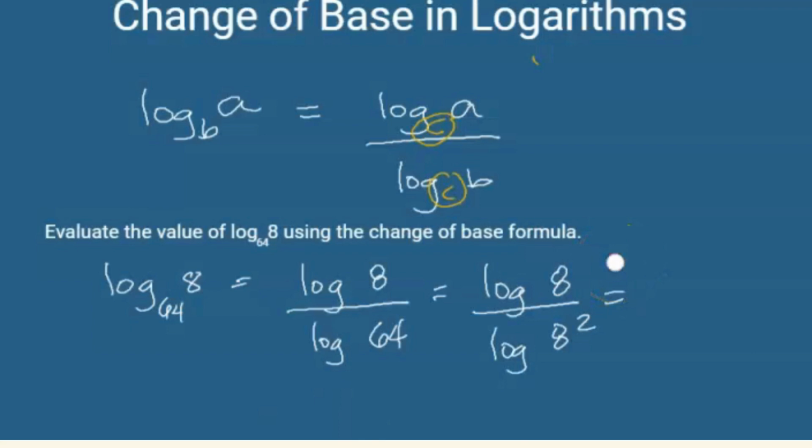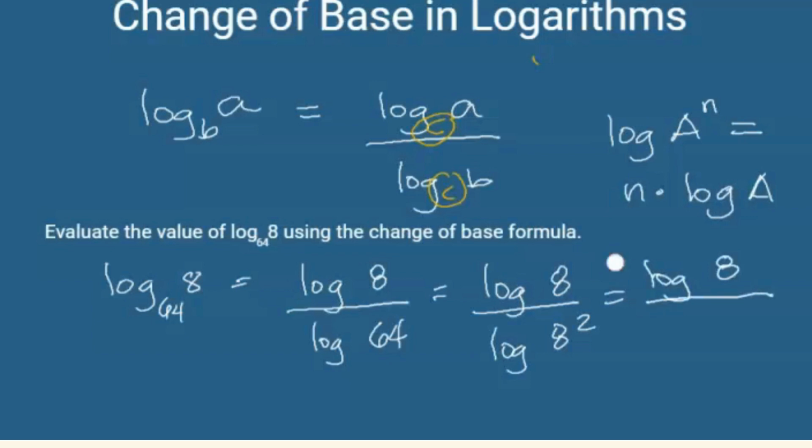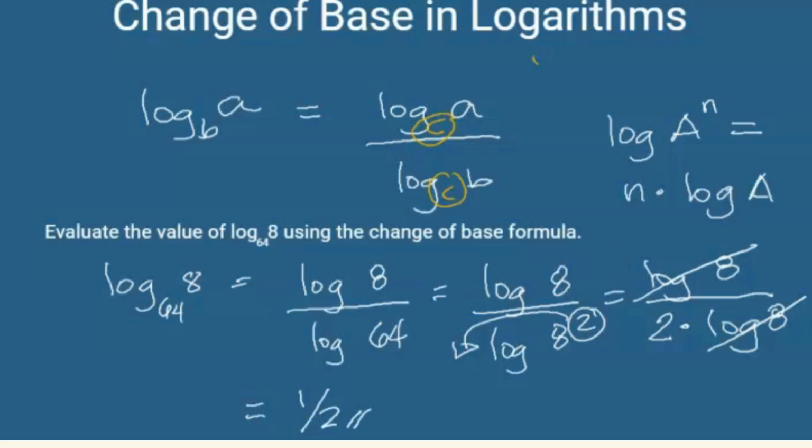Check the denominator and we can simplify this further by applying one of the properties of logarithm. The logarithm of a raised to n is equal to n times the logarithm of a. So in this case, let's have logarithm of 8 over, this 2 moves there, so it will be 2 times the logarithm of 8. And we can cancel logarithm. So logarithm of 8 to the base 64 is equal to 1/2.